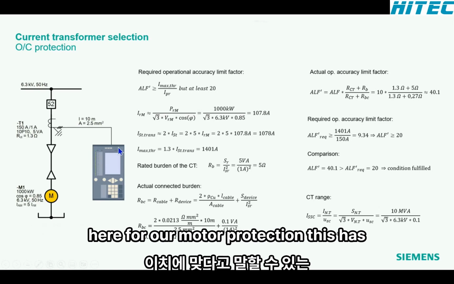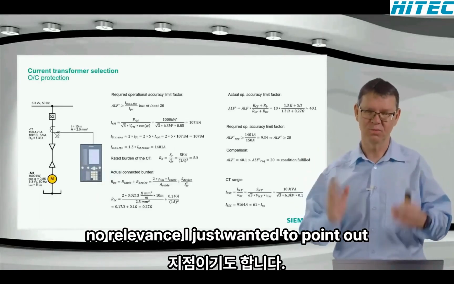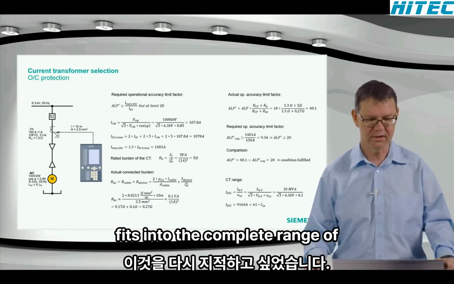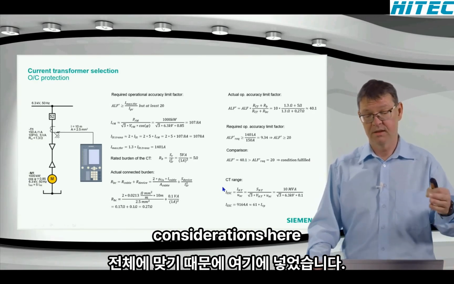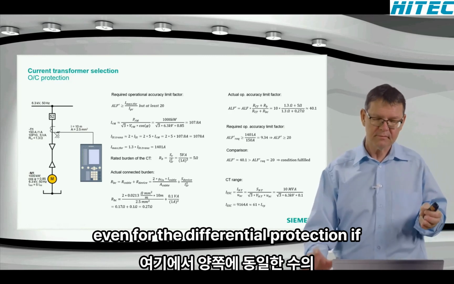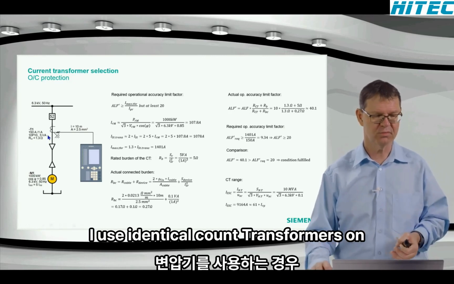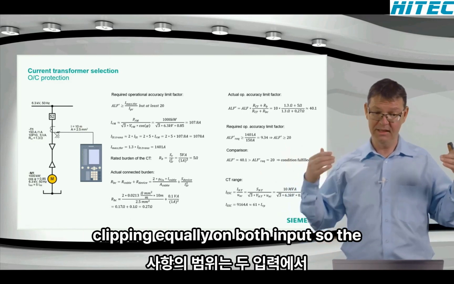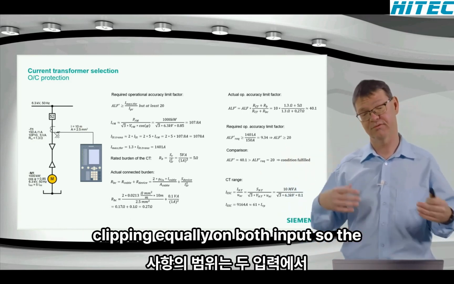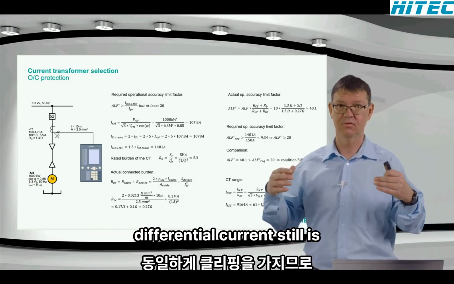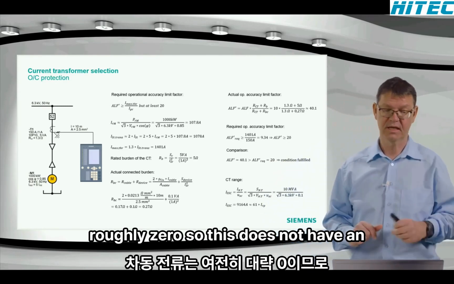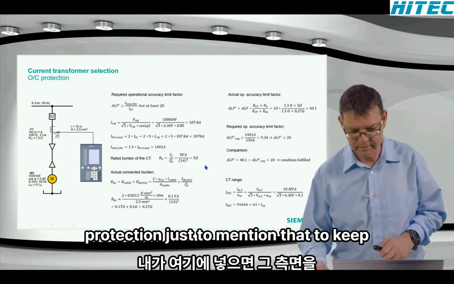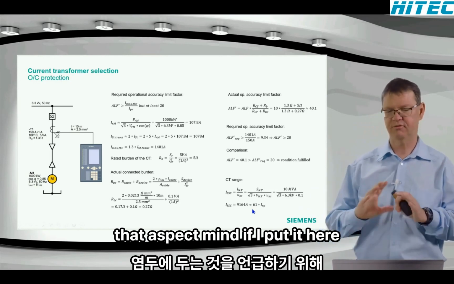Here for our motor protection, this has no relevance. I just wanted to point this out again. I just put it here because it fits into the complete range of considerations. Even for the differential protection, if I use identical current transformers on both sides here, then they will have the clipping equally on both inputs. So the differential current still is roughly 0. So this does not have an effect either for the differential protection. Just to mention that, to keep that aspect in mind, therefore I put it here.